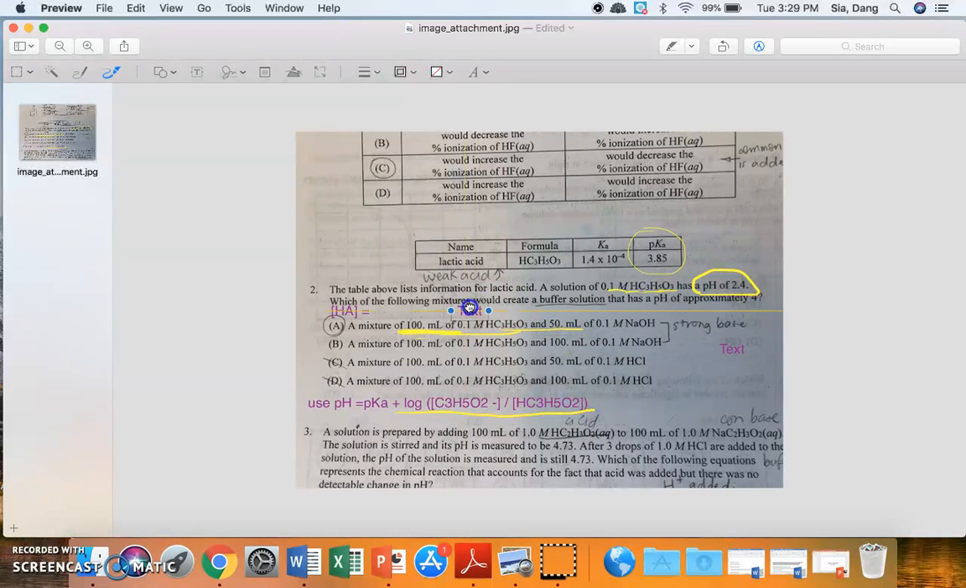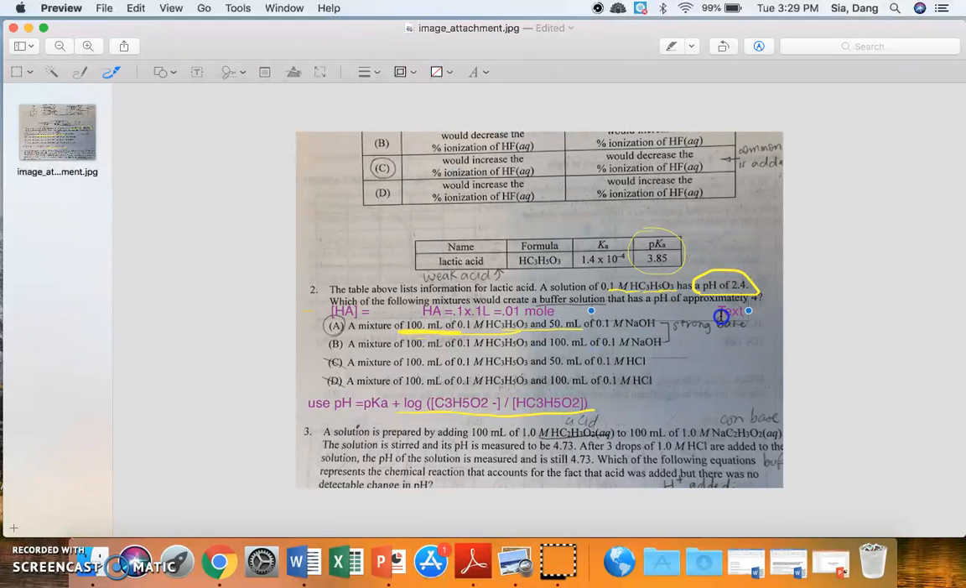First, let's talk about the acid. In the acid case, we'll just call it HA. The molarity is 0.1, so we take 0.1 times the volume in liters, which is 0.1 also. 0.1 times 0.1 gives 0.01 mole. That's how much HA you have in the first case.